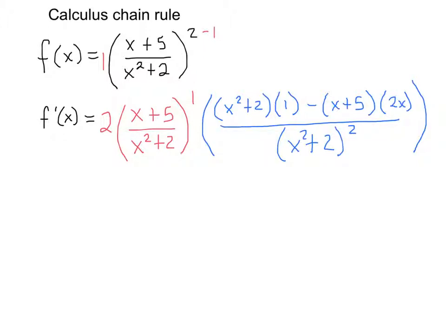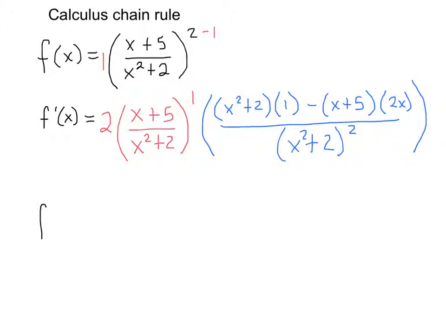And so let's review what we did. We multiplied the 2 times the 1 that was in front and got 2. We reduced the power by 1 and got 1. And then we said, okay, that's the outside. Now I need to find the derivative of the inside. So the inside is a fraction, so I had to use the quotient rule, bottom times the derivative of the top, minus the top times the derivative of the bottom, all over the bottom squared. So now we want to simplify this.